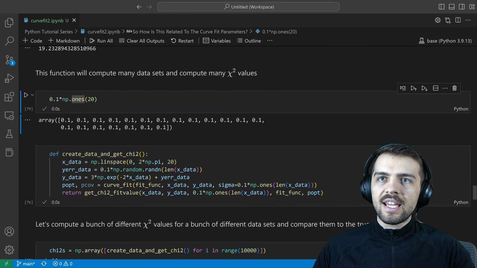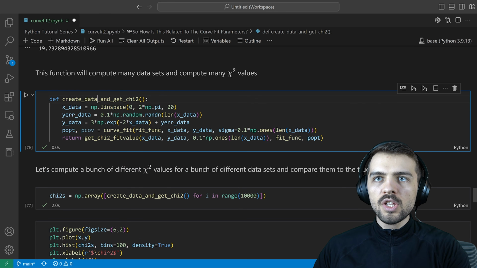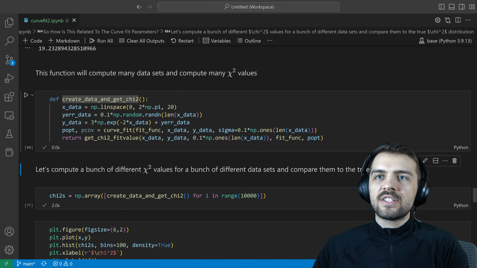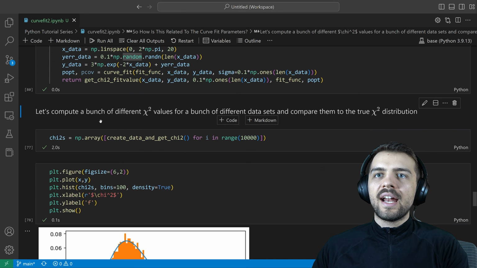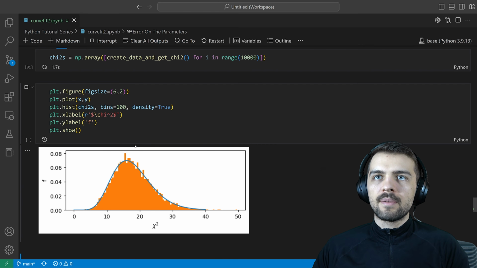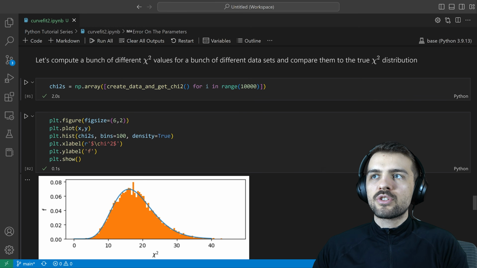So that's like the error on each y value here. So I create this function. It curve fits. It gives me the chi-squared value. And I can evaluate a bunch of different chi-squareds and plot. So here I'm getting 10,000 different experiments.